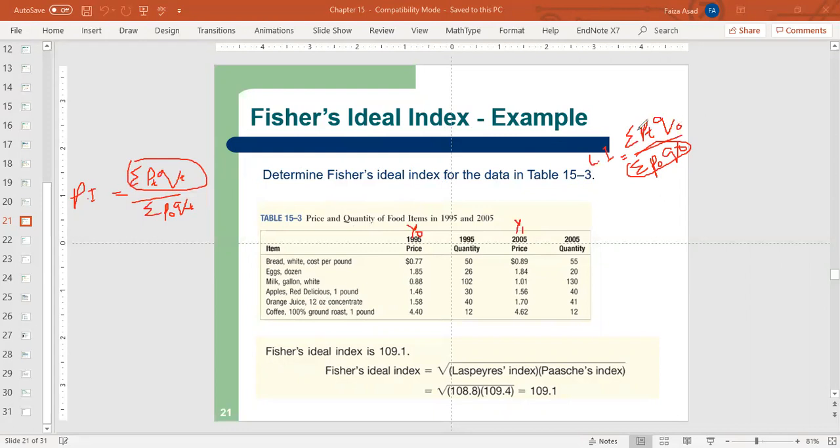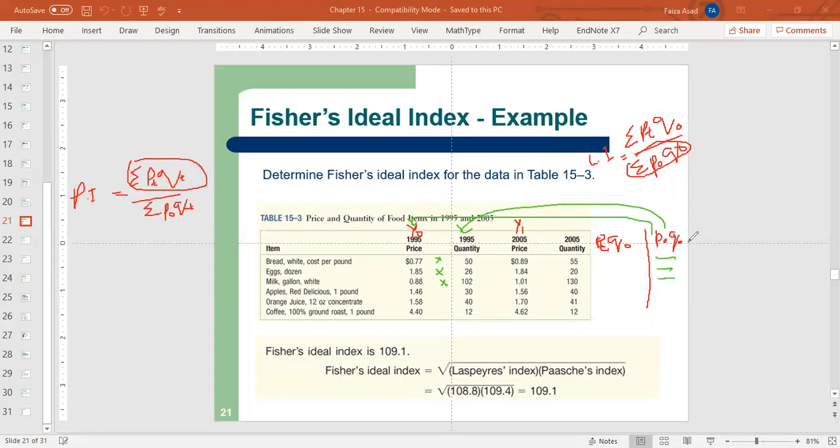So how can we find out these expressions? We will multiply P naught and Q naught in the next column, and PT and Q naught for the numerator, and for the denominator, we will multiply P naught and Q naught. For P naught and Q naught, we will use the data of 1995 for the quantity, and for the price, we will use this. We will multiply these two values, and then we will get the value over here.